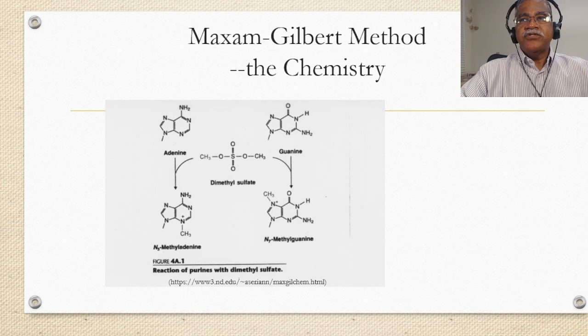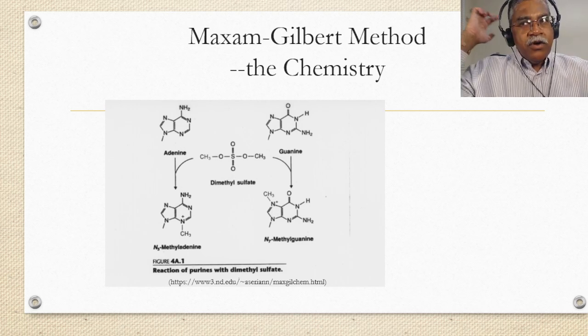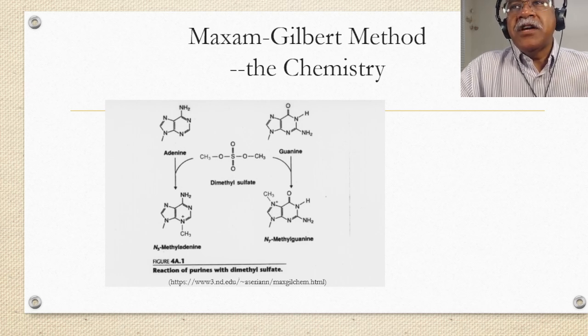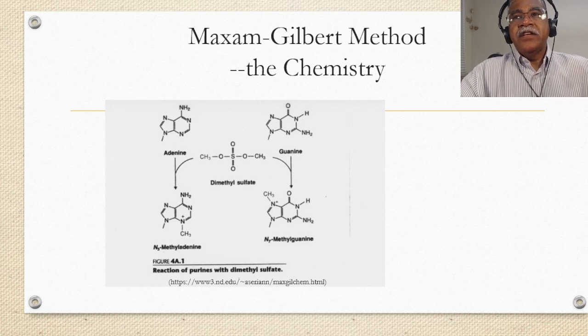In the second case, what you see is dimethyl sulfate. You have adenine and guanine, and in adenine and guanine there is a nitrogen here, and there is a nitrogen group here, and using dimethyl sulfate, you can add the methyl group here. Typically when you add dimethyl sulfate, in the case of adenine it adds here, but in the case of guanine it adds in a very specific way.